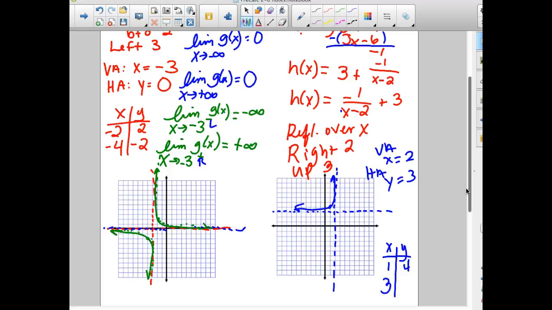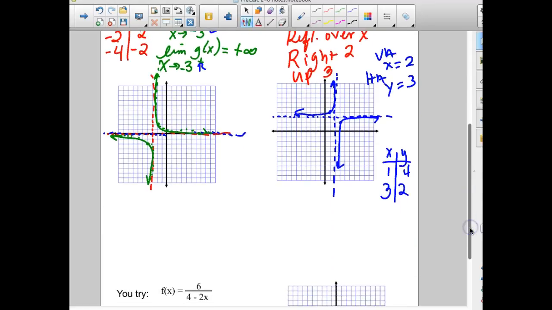And then if we put a 3 in here, 3 minus 2 is 1. Negative 1 divided by 1. Negative 1 plus 3. All right, so does it look like we flipped it over and we shifted it right and up? Okay. Limits.